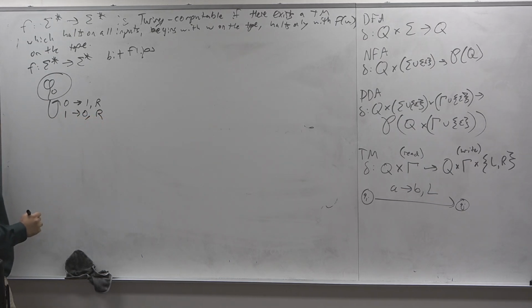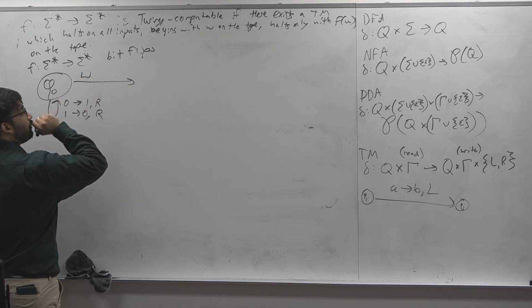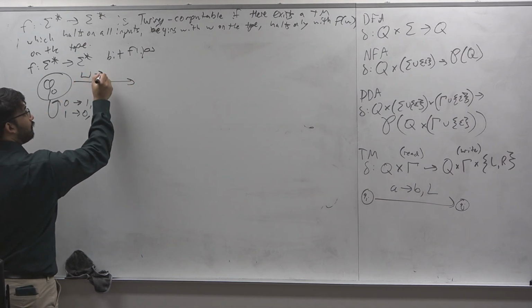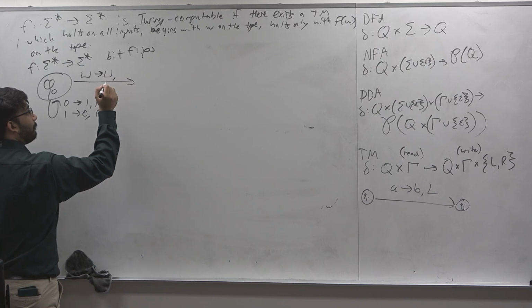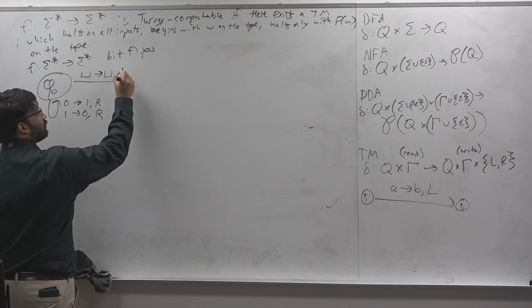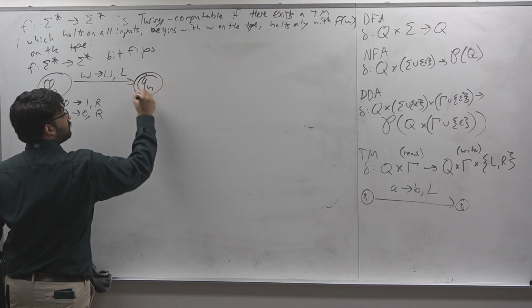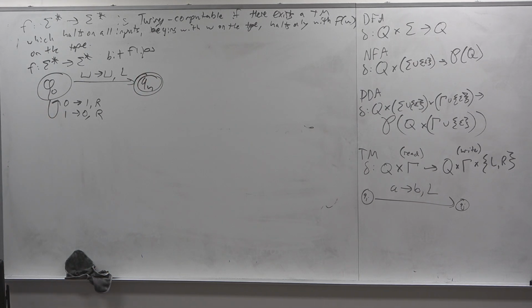When do you stop? When you see an empty. What do you do? Write the empty, move either way, it doesn't matter. To make it harder, let's just say you move left. And then you're just going to go to some QH. There's no notion of accepting or rejecting. But notice this machine will begin with W on the tape and flip the bits of it, right?